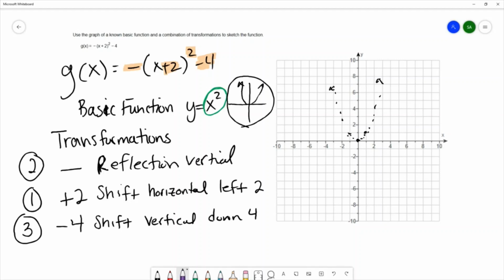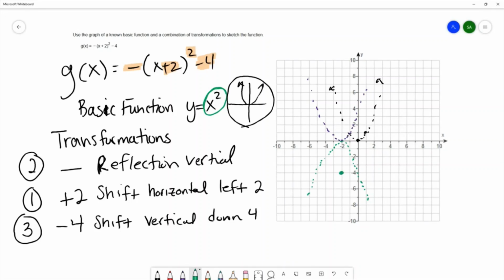So shifting left 2 would give us a parabola like this. Then the next transformation is reflecting. Everything that's above the x-axis gets reflected, mirrored below, and then finally we will shift down 4, moving our vertex down 4.